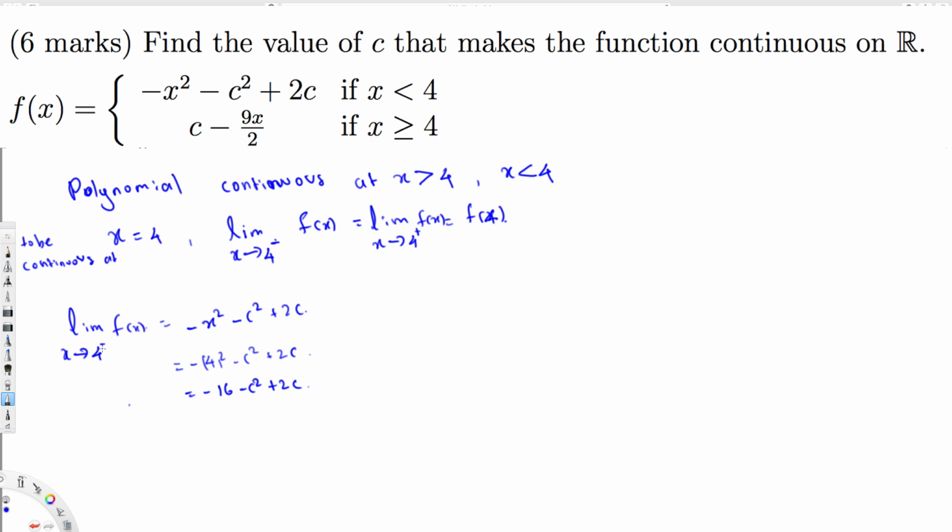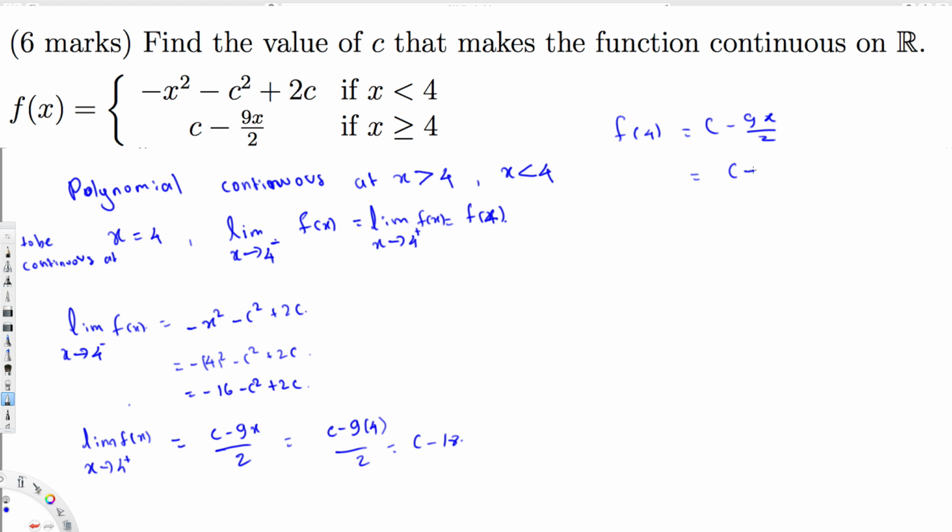Then the limit from the right hand side, the limit of f of x as x approaches 4 plus, is equal to this equation, c minus 9x over 2. If I substitute 4 for x, it's c minus 9 times 4 over 2, which is c minus 18. And f of 4 is the same thing, c minus 9x over 2, which is c minus 18.